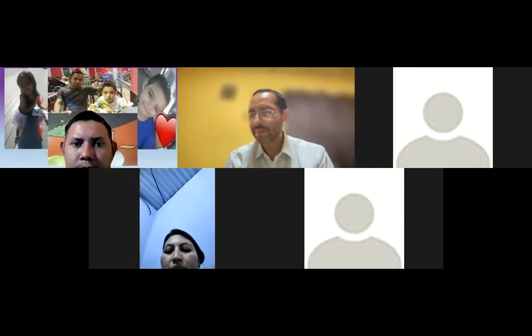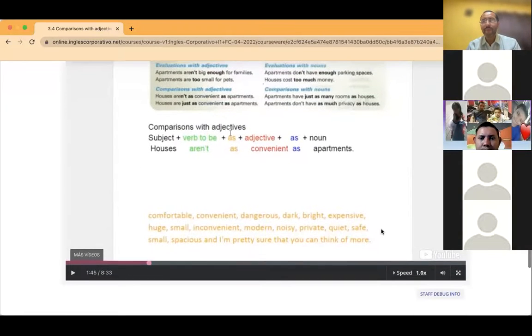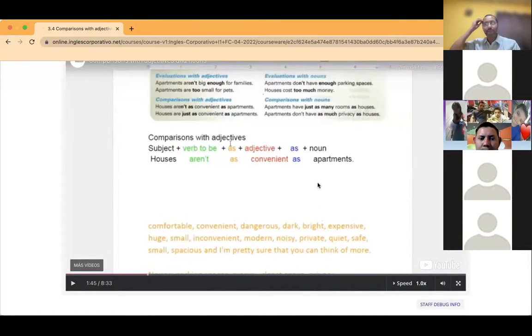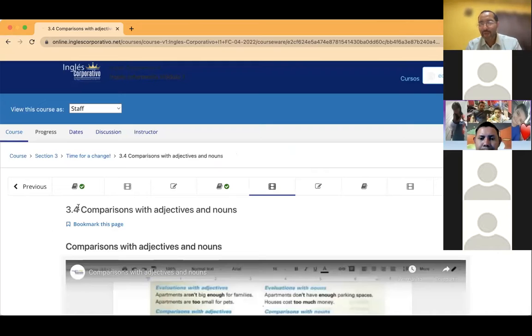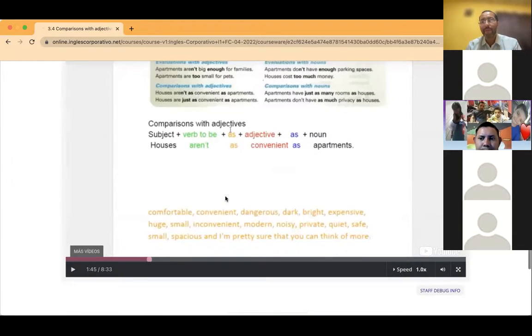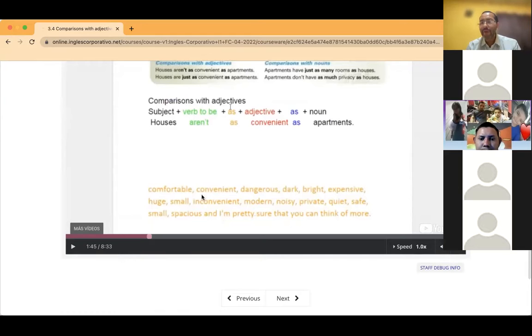All right, guys. So today, what we're doing is we are going to compare our houses and apartments. Do you remember yesterday where we had houses and apartments? We talked about them. Do you remember your dream house? The house that you imagine? Here in our platform, we have a lot of vocabulary. You can see here some of the vocabulary.